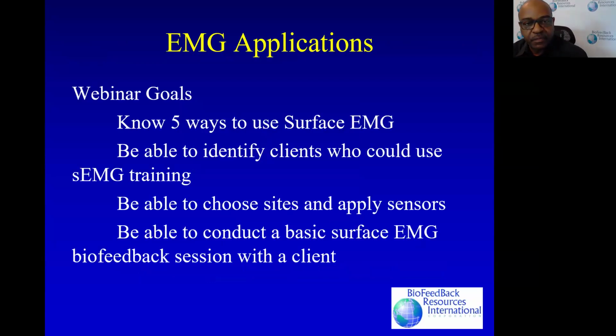These are some of the goals that we're going to talk about. We're going to talk about 5 ways that you can use surface EMG. We want you to be able to identify clients that you work with or might work with who could use surface EMG training, choose sites that would make sense to use when you're doing EMG biofeedback, and conduct a basic session that you might do with a client with EMG biofeedback.